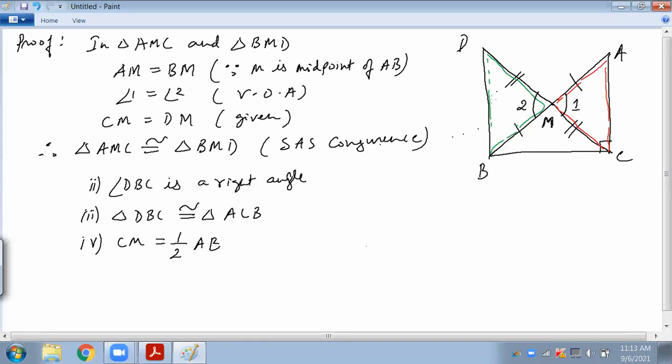Now since these two triangles are congruent, we can take AC and BD equal by CPCT. In the same way, we take these two angles: opposite to CM we have this angle, which I'm marking 3, and opposite to DM we have this angle that I have marked 4. Since CM and DM are equal, we can take angles 3 and 4 also equal.